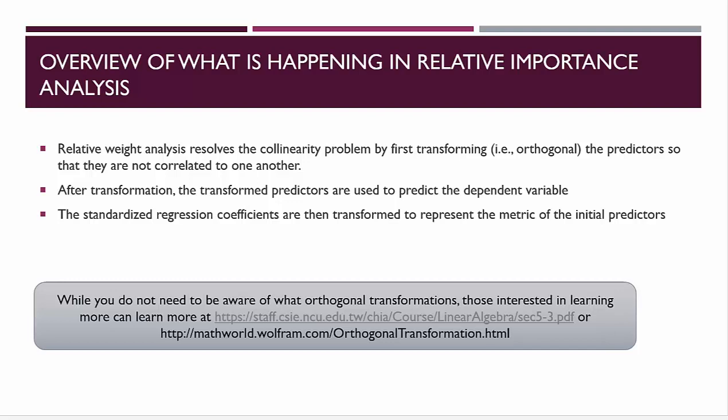After those variables are transformed, the transformed uncorrelated variables are used to predict the dependent variable. Then what we can do is take the standardized regression coefficients and transform those to represent the metric of the initial predictor, in order to get an understanding of what the relative importance is of each predictor.